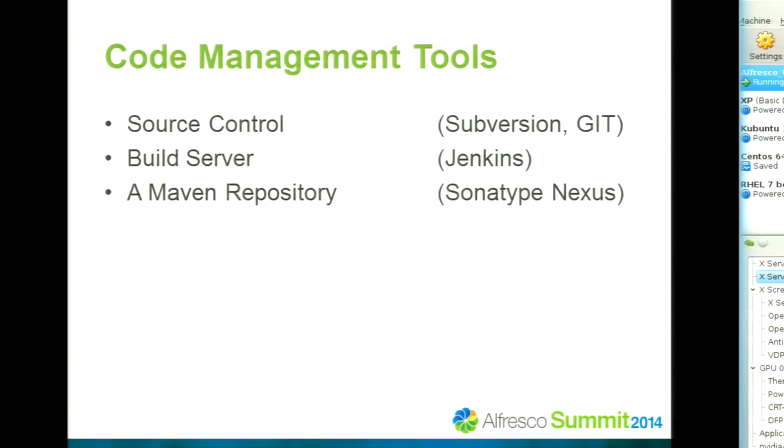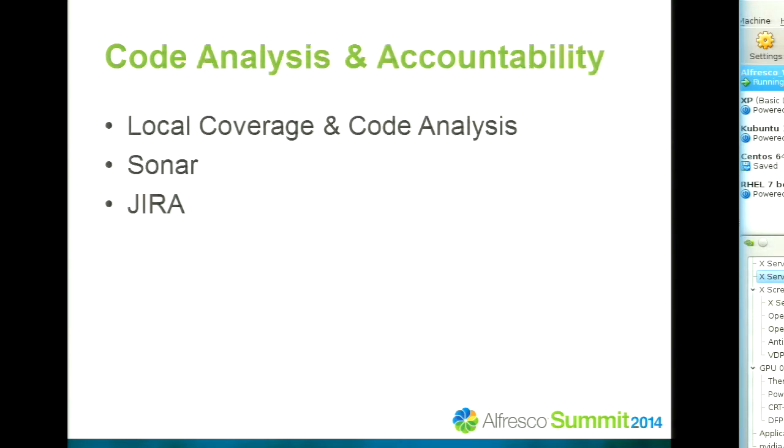Every dev team needs source control. You need some kind of build server. You need to be able to continuously build and integrate and run your tests. You need to have something like a Maven repository to handle your dependencies a lot easier, so you don't have to worry about it. It helps you go from project to project and onboard developers easier.